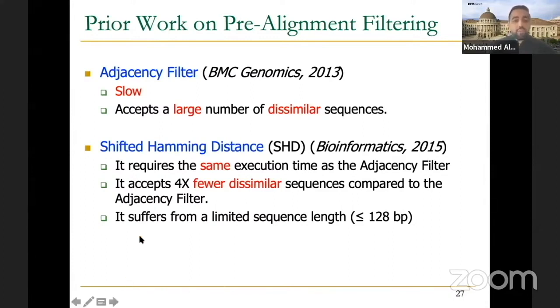And also the implementation they provide in shifted Hamming distance using SIMD, they use an old implementation of SIMD registers that is limited to 128 bits, 256 bits, that is corresponding to 128 characters. That is the limitation of this filter. So you cannot filter longer sequences than 128 characters.